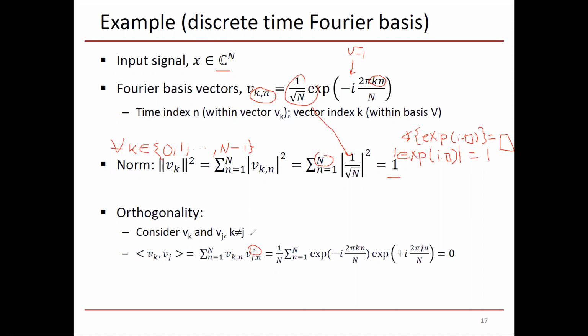So overall, let's understand what we have here. vkn times the conjugate of vjn is equal to 1 over square root of n times the exponent of minus i 2 pi kn over capital N, multiplied by the same expression, but we're going to use j instead of k.